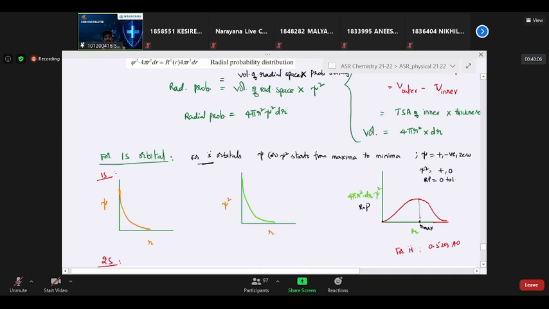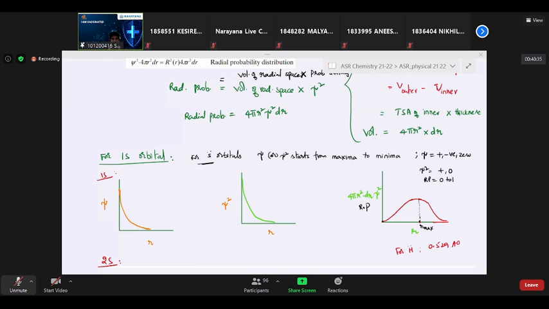At the nucleus it is 0, meaning the three-dimensional space very close to the nucleus. If you imagine that space, the probability of finding the electron is 0. And as you move away from the nucleus, the probability of finding the electron increases, chances become maximum, and then approach minima again. That is for the 1s graph.